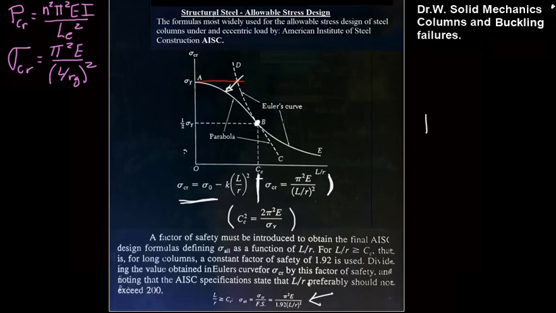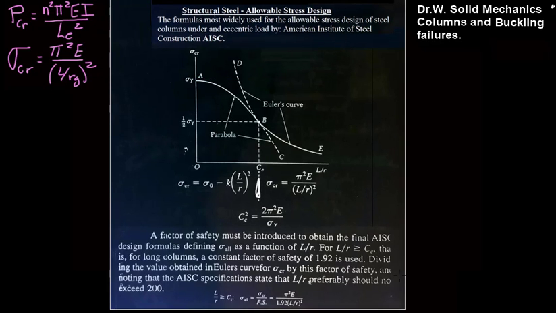So they say that stress allowable will be stress critical on 1.92. So it's also including a safety factor to account for these irregularities. I should also point out down here, they state that your L on R ratio should never exceed 200. That column is going to be just far too tall.